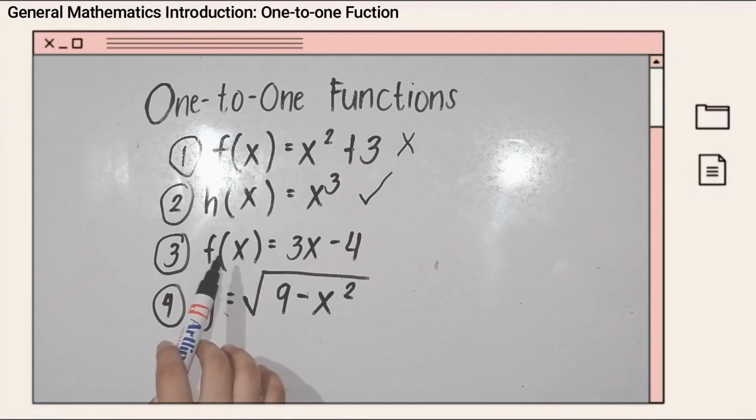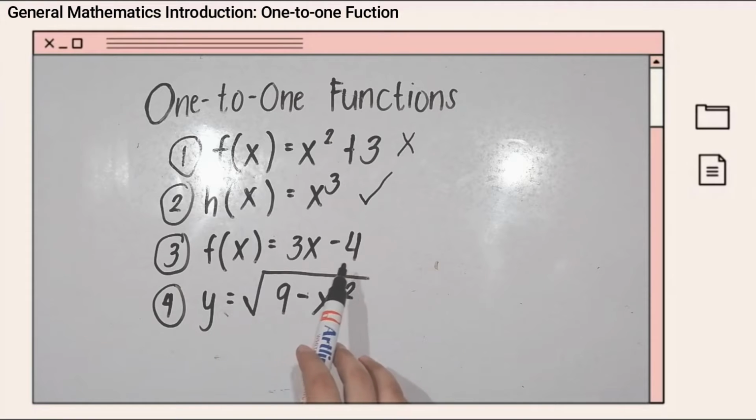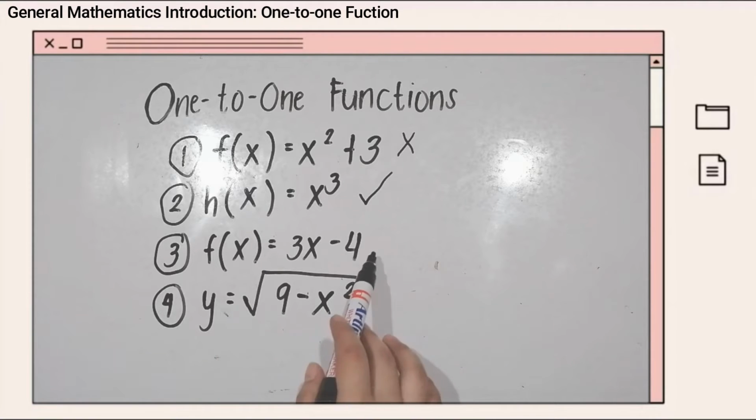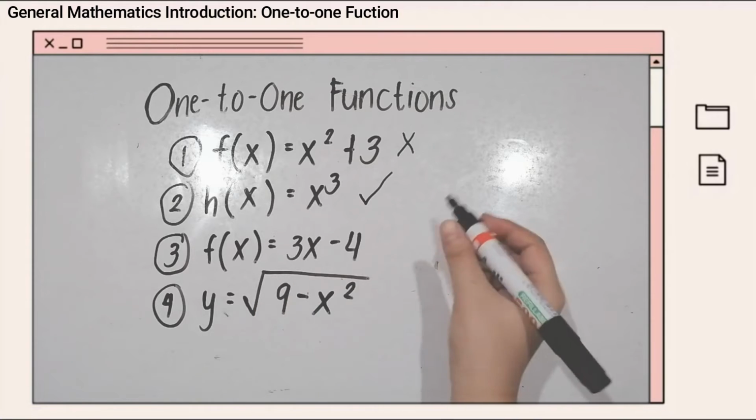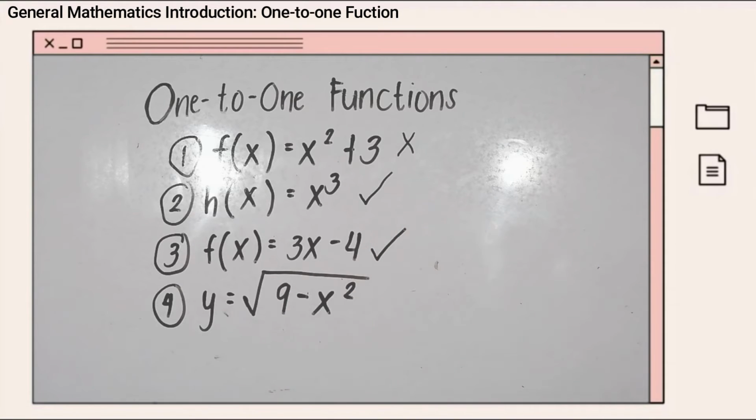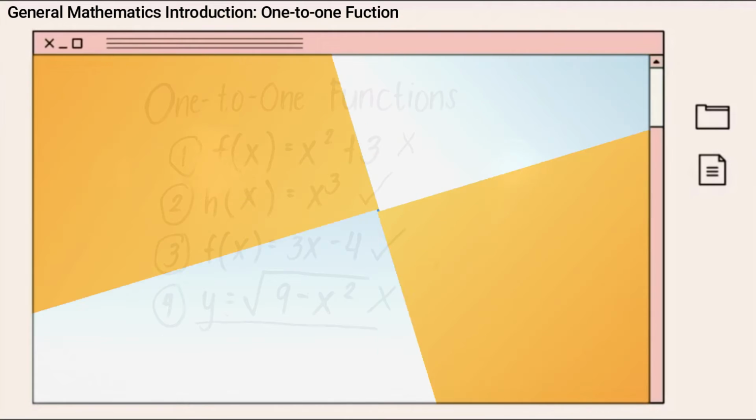Number 3, f of x is equal to 3x minus 4. The highest degree is 1, so it is a one-to-one function. In number 4, y is equal to the square root of 9 minus x squared. The highest degree in this function is 2, so it is not a one-to-one function. And if we graph this function, it will not pass the horizontal line test. The horizontal line test will be discussed by the next reporter.